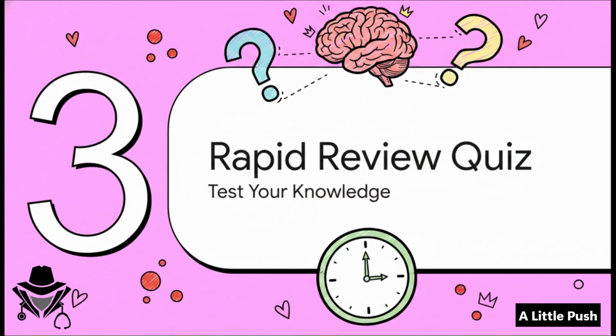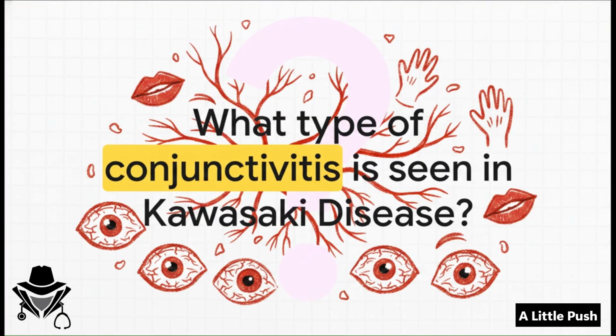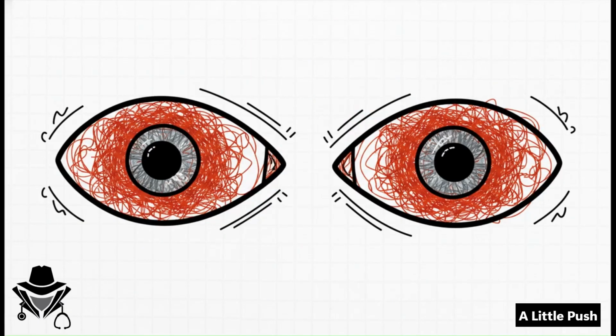All right, let's lock this into your long-term memory with a quick rapid review quiz. I'm going to read the question, and I'll give you a few seconds to think about it before I reveal the answer. Ready? Let's go. Question 1. What specific type of conjunctivitis is seen in Kawasaki disease? Take 3 seconds. 3, 2, 1. The answer is bilateral and non-exudative. Remember, absolutely no goop. If there's heavy pus, you might be looking at a totally different diagnosis.